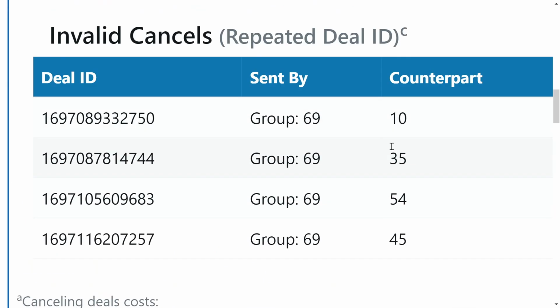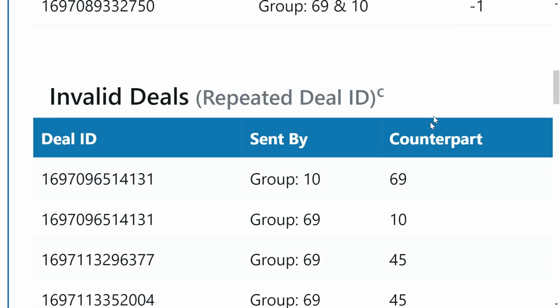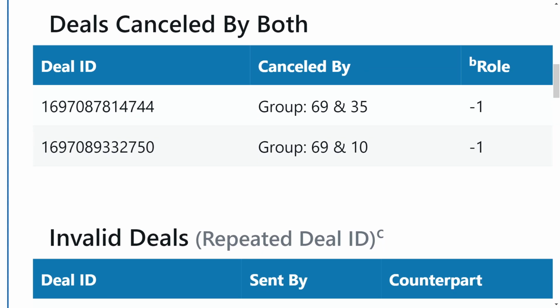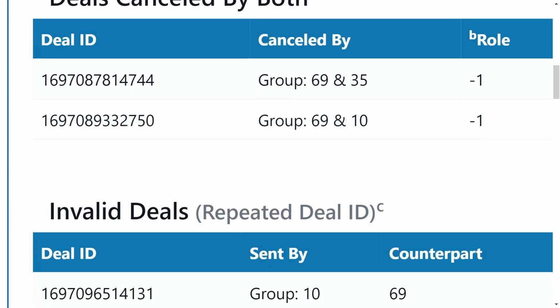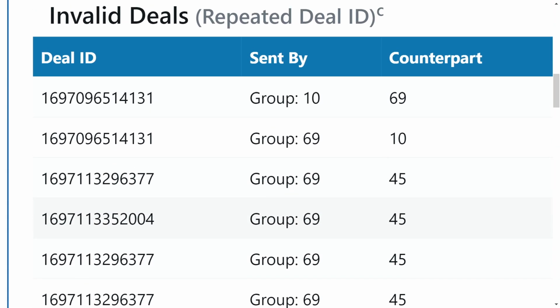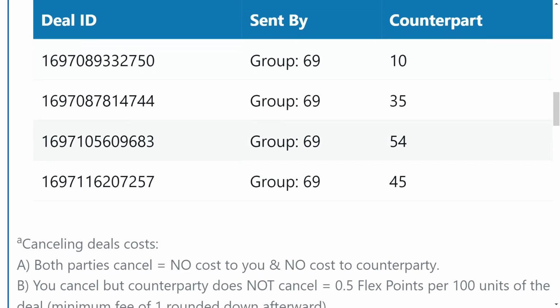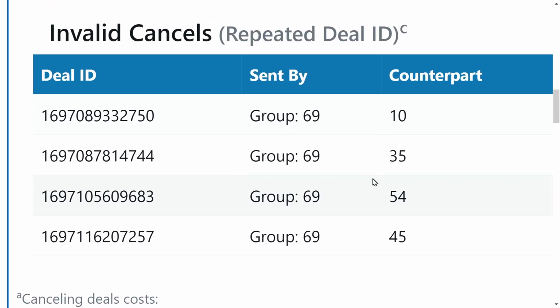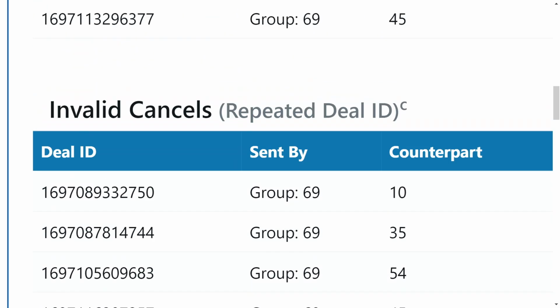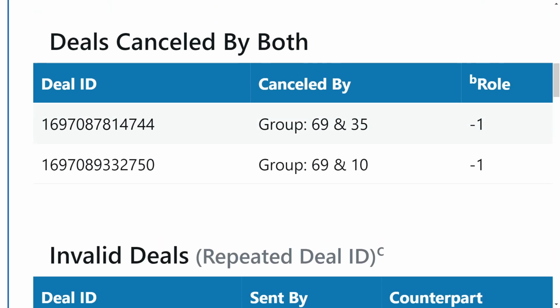So let's come back and look at this readout. So here we have canceled by both. That's very simple. And here we have invalid deals. These are deals that don't work. And here we have invalid cancels. These are cancels that are wrong. Something is wrong with them. We're going to look at these a little bit later.